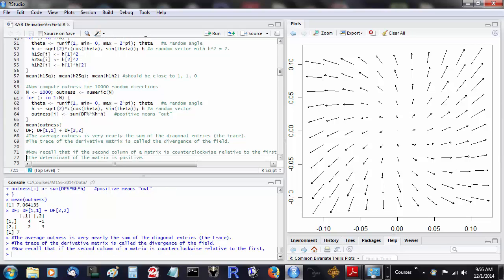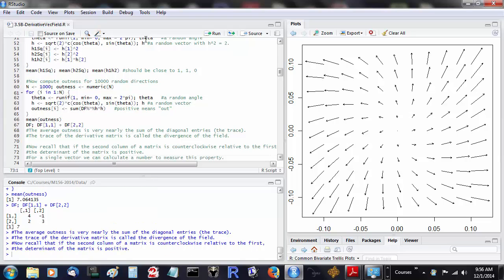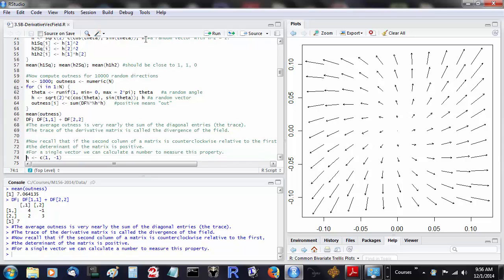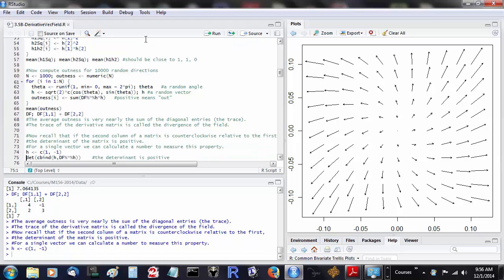Now let's try the same thing with our counterclockwise idea. You may recall that if you apply a 2 by 2 matrix to a vector, and the result is counterclockwise relative to the original vector, the determinant of the matrix that you get from h and df acting on h, the first column h, the second column df of h, is positive. If, on the other hand, the second is clockwise with respect to the first, we get something that's negative. So we can use this idea on a single vector.